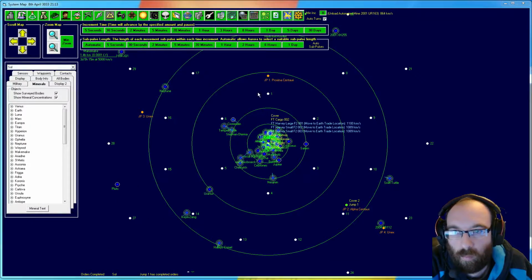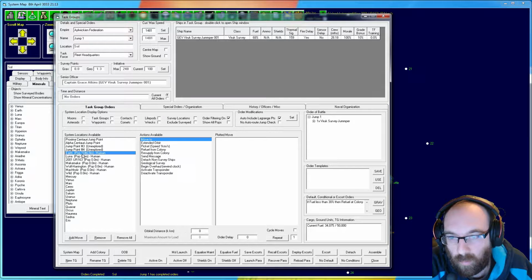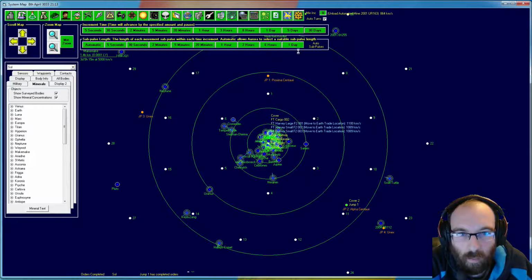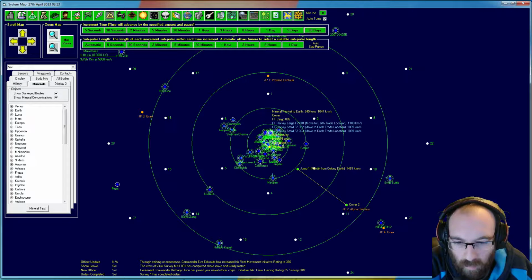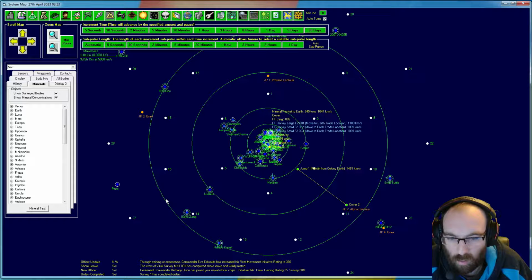Well, we're jumping through. What's his maintenance clock? Sat on 68% fuel, 28 months. Oh, he's civilian. He's civilian anyway. Well, we may as well refuel you at Earth then. Survey 1 has completed its orders. The crew of the Varuk survey has completed shore leave and is fully rested. Varuk survey mark 2.